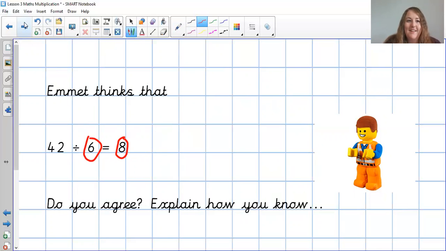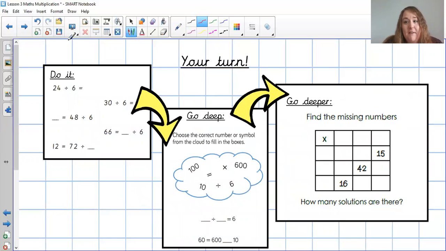Excellent, well done. Okay, your task is quite straightforward then today. So on the sheet, when you scroll down on our timetable, you're going to have 3 activities: our do it, our go deep, and go deeper. So our do it today is some simple division facts. 24 divided by 6 to start off with. Again, just remind yourself the question is asking you how many 6s into 24. This question here, how many 6s in 30? Okay, and you can pop those answers along the side.